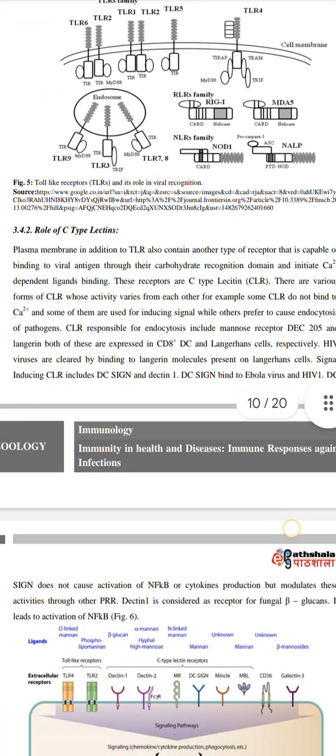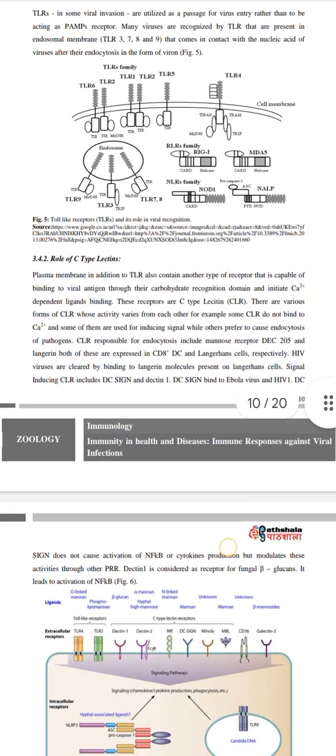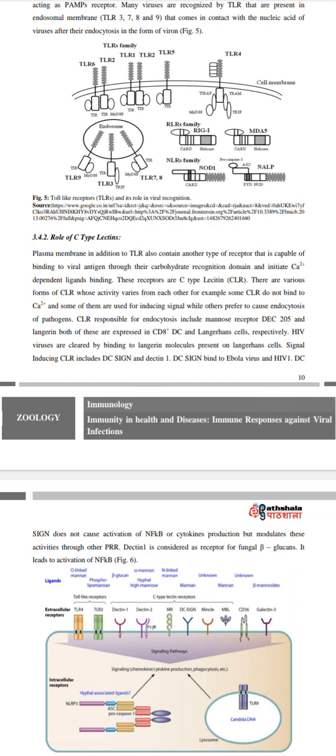Role of C-type lectins. The plasma membrane, in addition to TLRs, also contains another type of receptor that is capable of binding to viral antigen through a carbohydrate recognition domain and initiating Ca2+ dependent ligand binding. These receptors are C-type lectins (CLR). There are various forms of CLR whose reactivity varies from each other. For example, some CLRs do not bind to Ca2+, and some are used for inducing signals, while others prefer to cause endocytosis of pathogens.